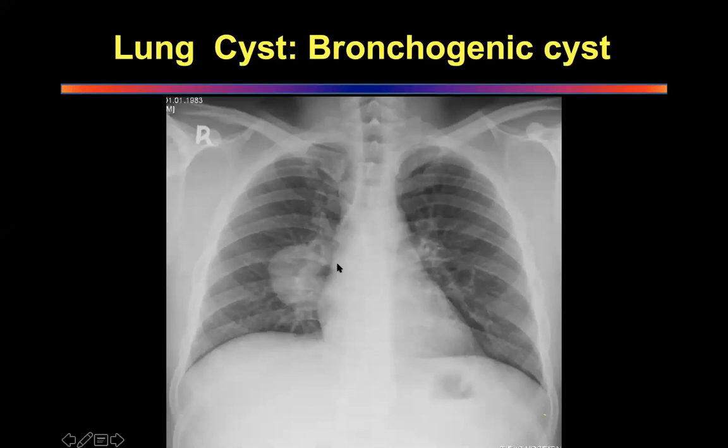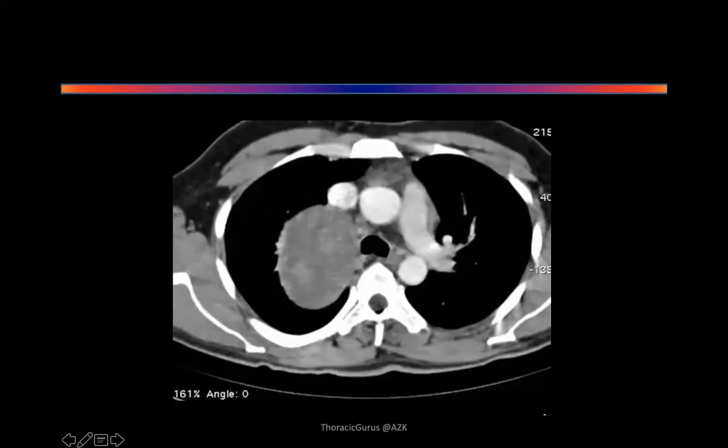The reason why I think this is bronchogenic cyst is because of the cystic lucency and the presence medially. Most likely, bronchogenic cysts come in the midline towards the mediastinum. They can be peripheral as well, but more likely to be bronchogenic cyst or a pericardial cyst. That is what I'm thinking of. Okay, all right. Describe this one.